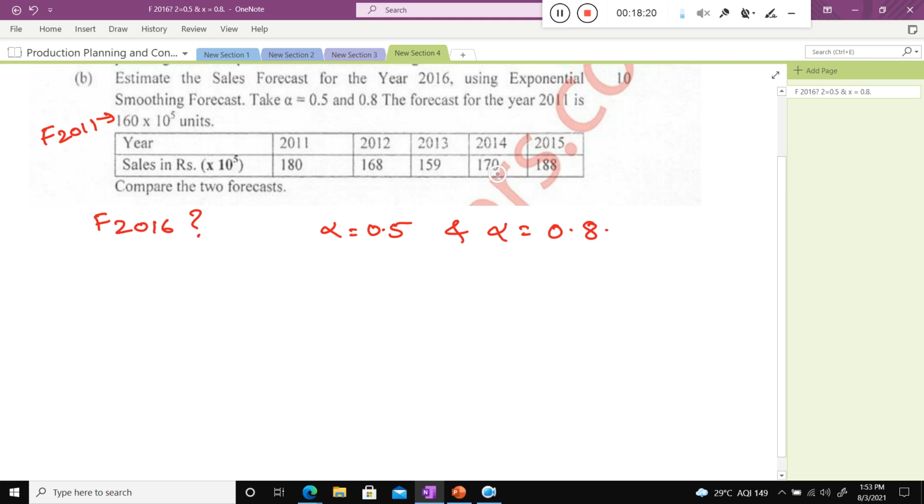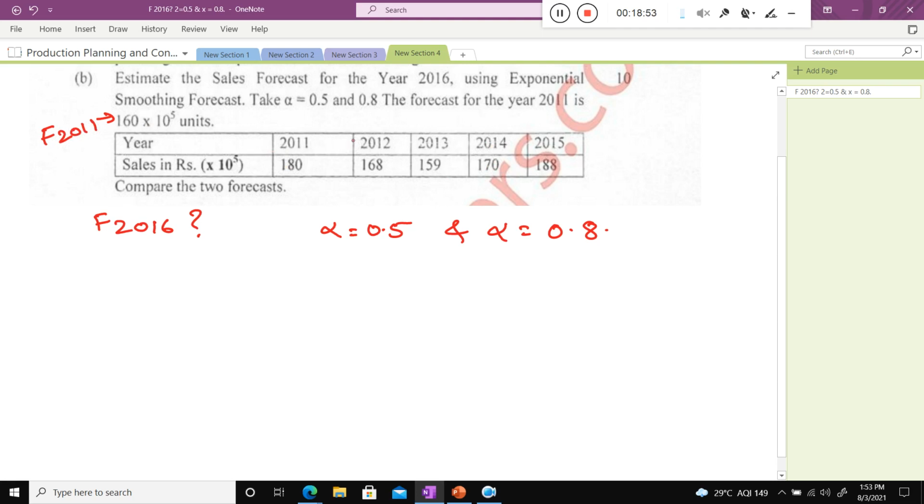By demand of previous year and forecasting of previous year. Here also the demand is available, but the forecasting I don't know. So can I solve it like that? Forecasting is given for 2011, and 2011 demand is there. By using this data, can I calculate the forecasting for 2012?